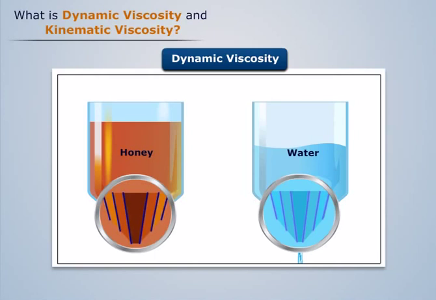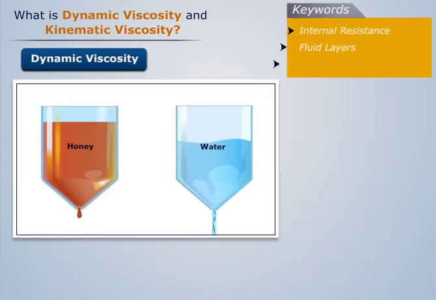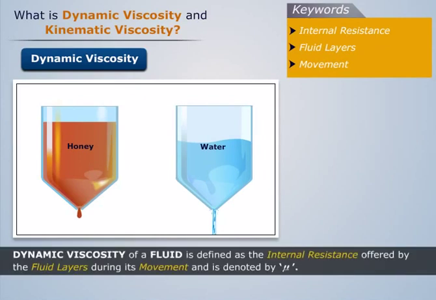Here, the internal resistance offered by the layers of both the fluids during its movement is known as viscosity or dynamic viscosity. Thus, dynamic viscosity of a fluid is defined as the internal resistance offered by the fluid layers during its movement and is denoted by mu.